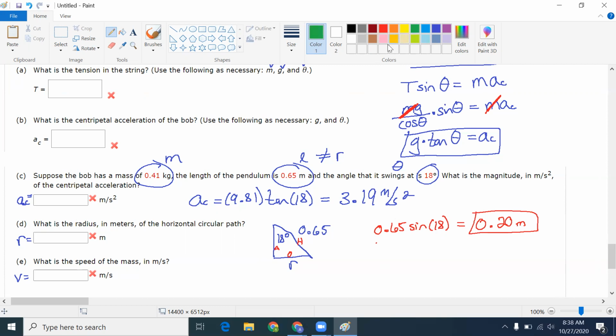And last but not least, what is the velocity? So the circular acceleration is v squared over r. That results in the velocity will be the square root of the acceleration times r. So the square root of 3.19 times 0.20. And I get 0.8.